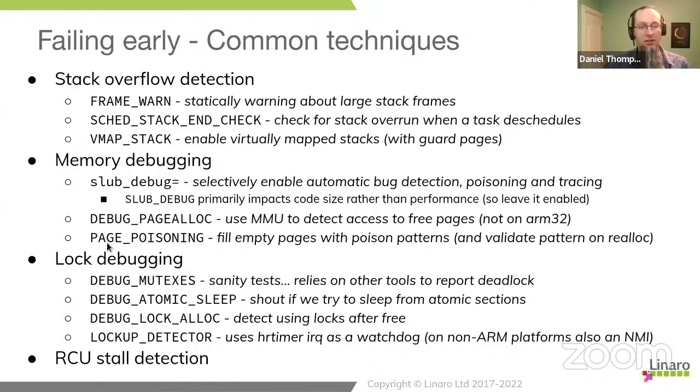Page poisoning is an alternative mechanism to try and spot use after free in the page system based on poison patterns. So when you free pages, instead of taking off the MMU, we can fill them with poison patterns, and then we can validate when we reallocate. It is less powerful than debug page alloc, but for a start, it will run on 32-bit ARMs, which you can't run debug page alloc on. And it has different performance characteristics. So it has good upsides and downsides, but we have a variety of techniques to do memory debugging.